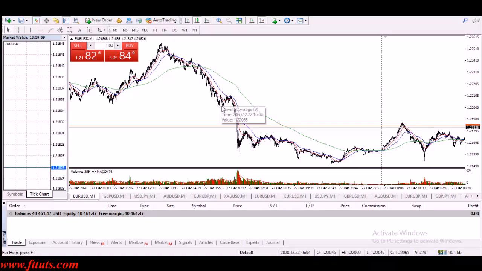Imagine you are buying and waiting for EMA 200, and after this long time price reaches EMA 200, you will be blowing your account, and it's very risky. You don't have to do this. Take a look.